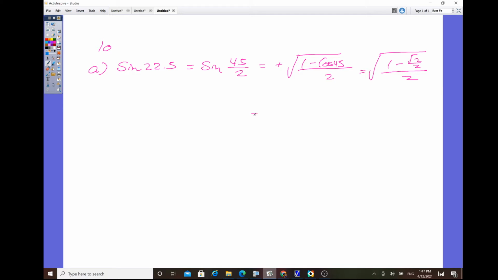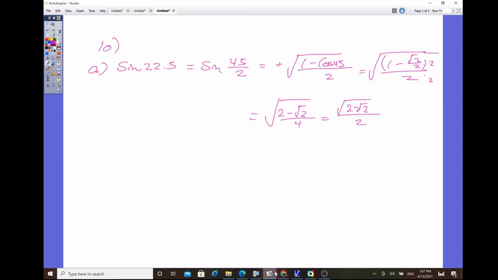If you don't want to deal with the denominator, you can always rationalize it: multiply the inner rational expression by 2, top and bottom. So we have (2 minus root 2) over 4. And then for a radical over a radical, you can always separate it: the square root of (2 minus root 2) all over 2. Okay, so that's for 10a.